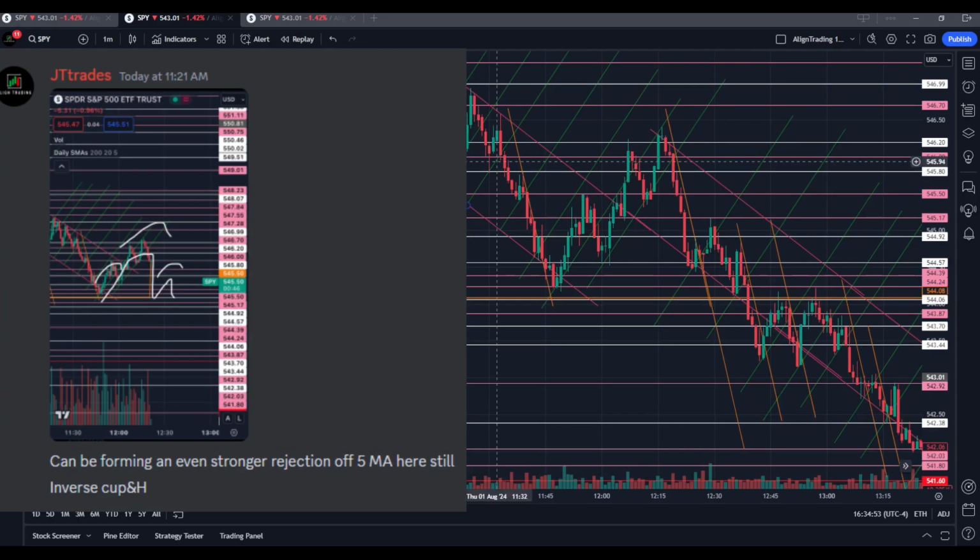So after getting that move through the 5-day moving average right here, we saw a retracement once again in this green, and I explained from there to be watching for a stronger rejection structure off the 5-day moving average and this head and shoulder, as well as this inverse cup and handle you see right here that once again, I just made it up. Yep, just scribbled it on here, and oh, look at that, another selling continuation.